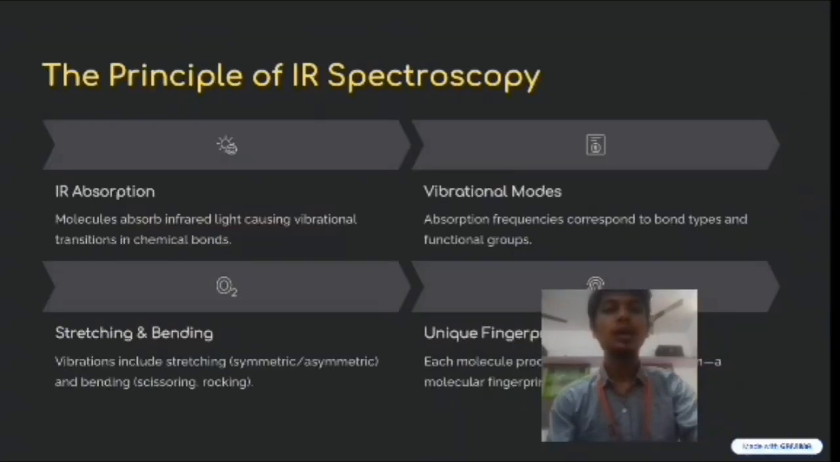The principle of IR spectroscopy. In it, molecules absorb infrared light causing vibrational transitions in chemical bonds, and the absorbed frequency corresponds to bond type and functional groups. Vibrations include stretching and bending, and give a unique fingerprint.